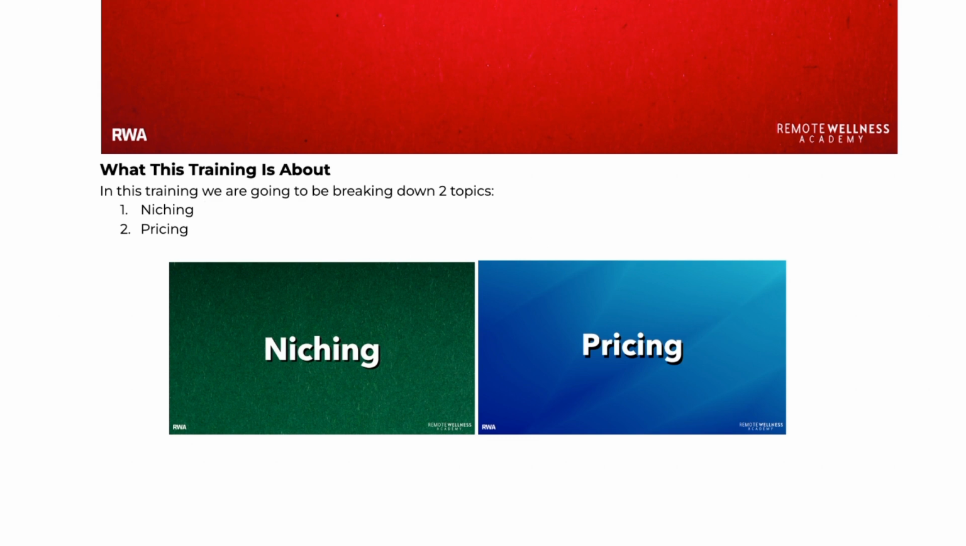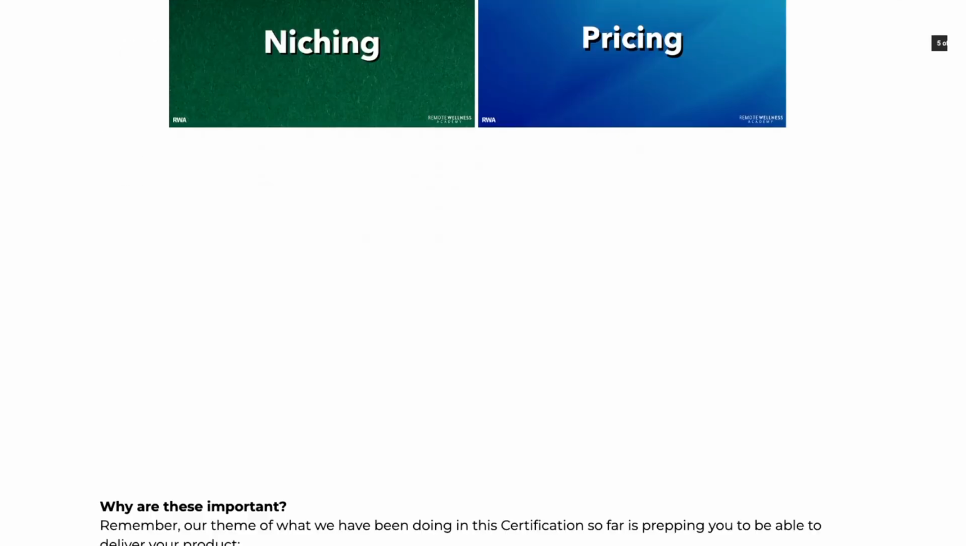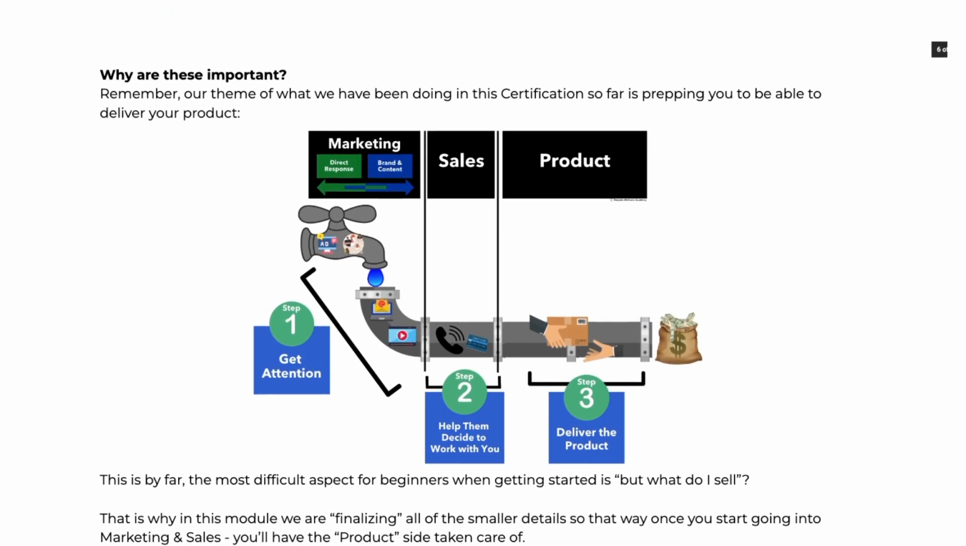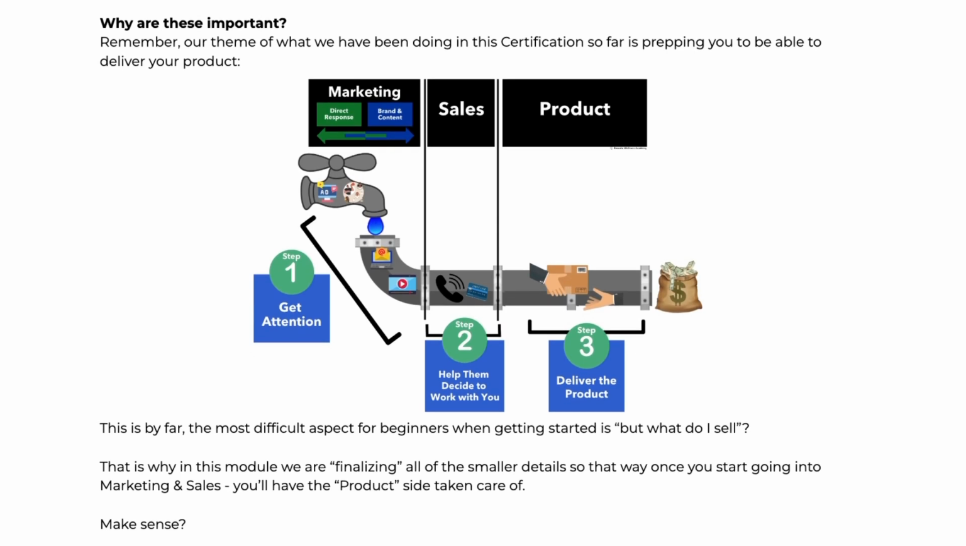Now, of course, the theme that you're going to notice as we continue through this module, and as we start putting the final touches on the version 1.0 of your entire program, is that what we're doing here at the final tail end of your certification is really focusing on the product aspect of things. The reason for that is because this is the most difficult part for beginners when getting started: hey, what do I sell? How do I deliver? What does all of that look like? How do I actually provide value?